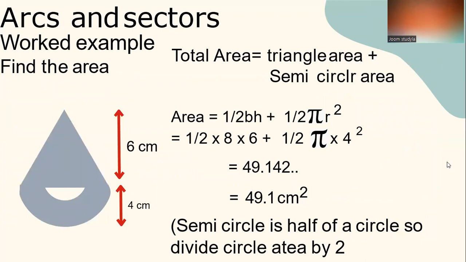Okay. Find the area. Okay, you are given a triangle area. This is the triangle area. And this is a semicircle area. You have been asked to find the area. So how to find the area? So just apply the same formula. Area for the triangle is half BH.